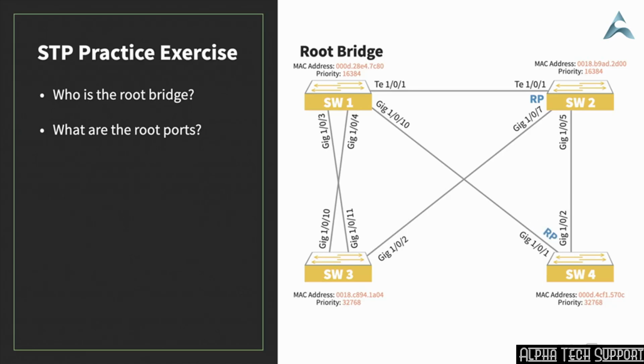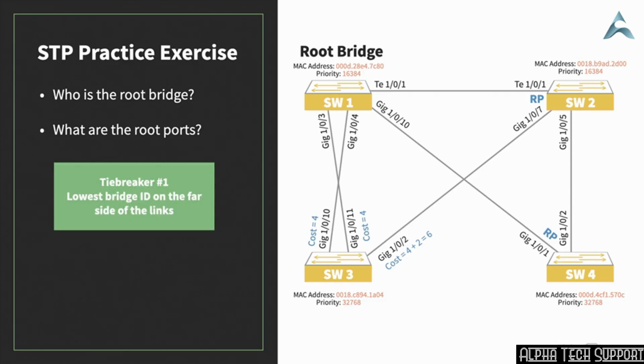Next, consider SW3. If I went out over gig 1/0/2, that's a cost of 4 to get up to SW2, then an additional 2 to get from SW2 back to SW1. That's a cost of 6 in total. Now we have a bit of an issue. We have a tie as we exit gig 1/0/10 and 1/0/11. They each have a cost of 4 to get up to the root bridge. So which one do we use? Normally in a situation like this, the tiebreaker is to look at the far end of each link, and whichever far end switch has the lowest bridge ID, that's the port we're going to use.